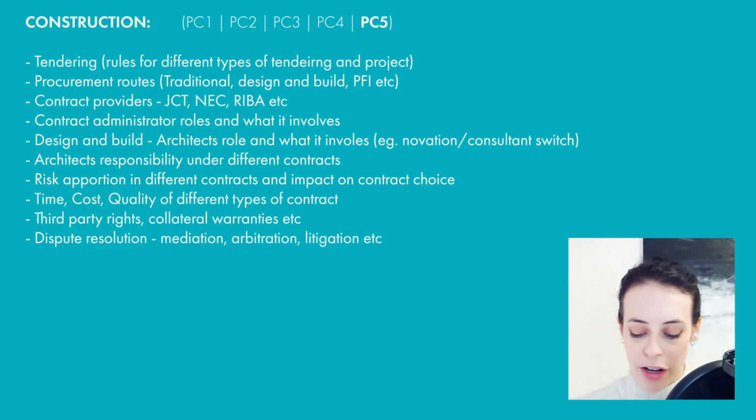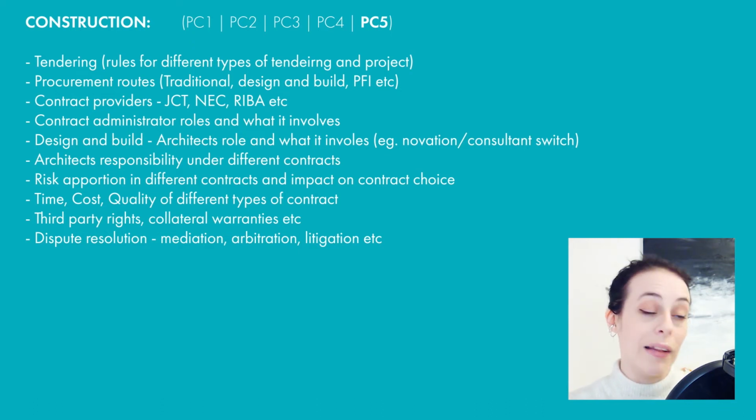You need to be aware of tendering and what the general rules are in the UK around tendering and how they're different, because it depends on the building project and the size of it as to what rules apply. And then you need to also be able to advise your client on the correct route of procurement for that building. So that essentially means which contract it would be built under.